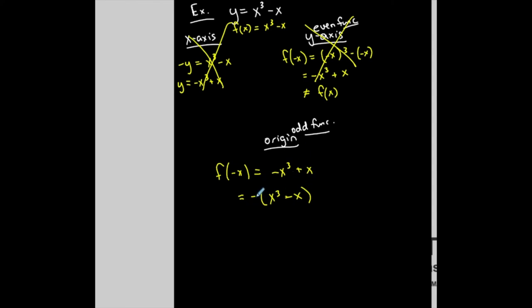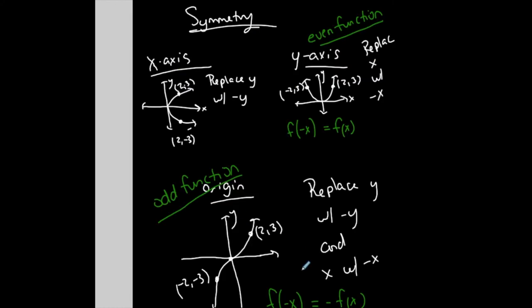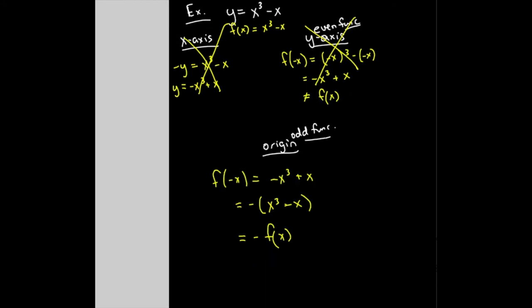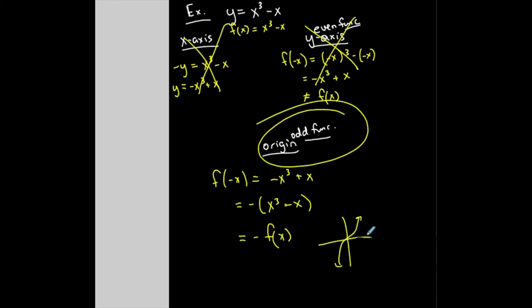Now I want you to notice that this is the opposite of the original function, isn't it? The original function is x to the third minus x. It's the opposite of that, or in other words, the opposite of f of x. This is exactly what my origin test or my odd function test says. So when I replace x with negative x, I got the opposite of the original function, which means that my graph is symmetric to the origin, or it is also known as an odd function. So it's symmetric to the origin.